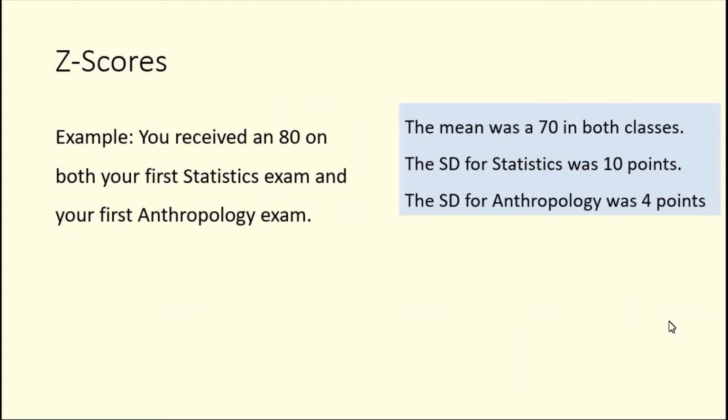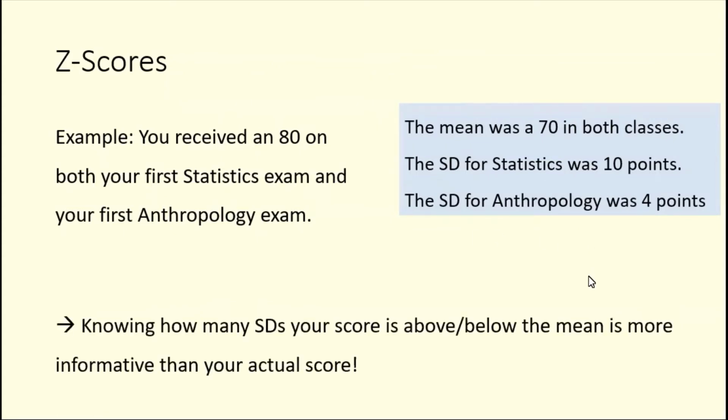Basically what we're doing here is we're translating your raw score, the score that you had on the exam, into a z-score. By doing this kind of translation, essentially we're getting these scores into the same format so that we can make a comparison. So by knowing how many standard deviations your score is above or below the mean, that's actually going to tell you more than your actual score.